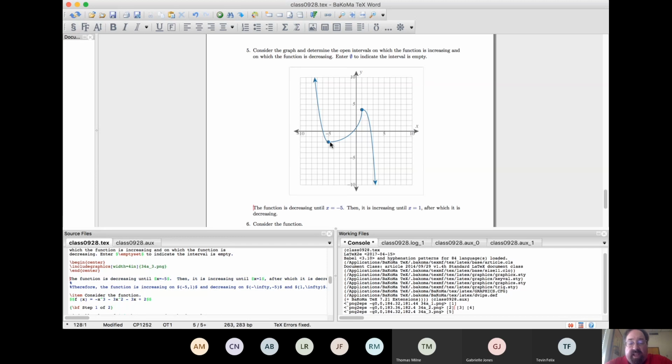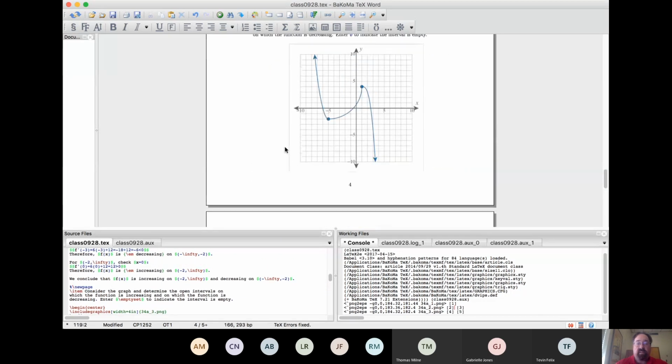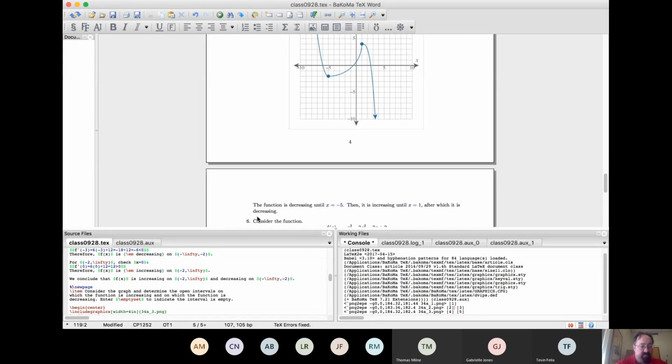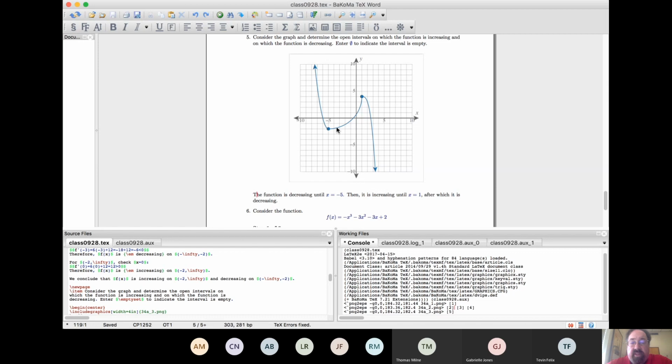Okay, so after x equals -5, the function starts increasing, keeps increasing until this point. Look at the x value. All right. So the fact that the y value here is 4 is utterly meaningless. It's where in x the increasing stops. So at x equals 1, there's no more increasing, and it's decreasing after that.